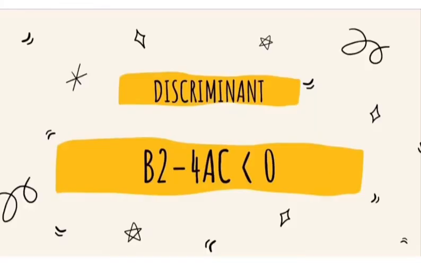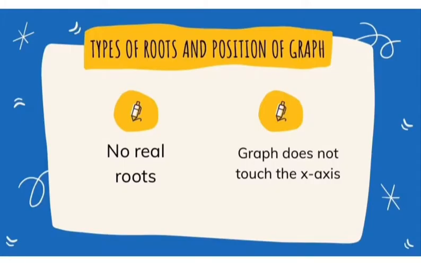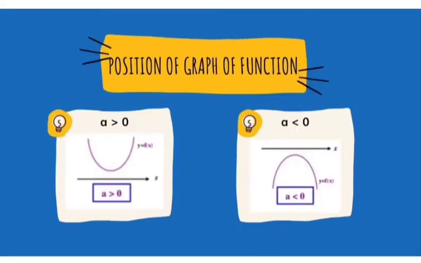The discriminant for no real roots is b squared minus 4ac is less than 0. Types of roots is no real roots, while the position of the graph is that the graph does not touch the x-axis. The graph shown on the left side, since a is more than 0, will always be above the x-axis since the function is always positive. However, it will not touch the x-axis.